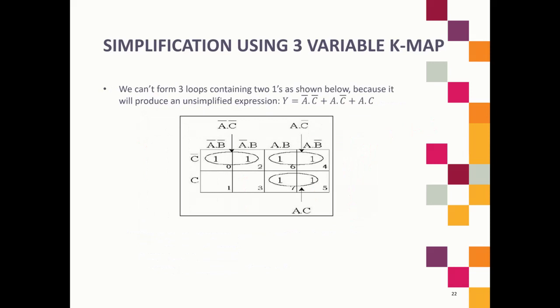Right, so we cannot form 3 loops containing 2 ones as shown in this K-map, because it will produce an unsimplified expression. So this is the wrong method. You cannot loop like this, 2, 2, 2, because it will produce unsimplified expressions.